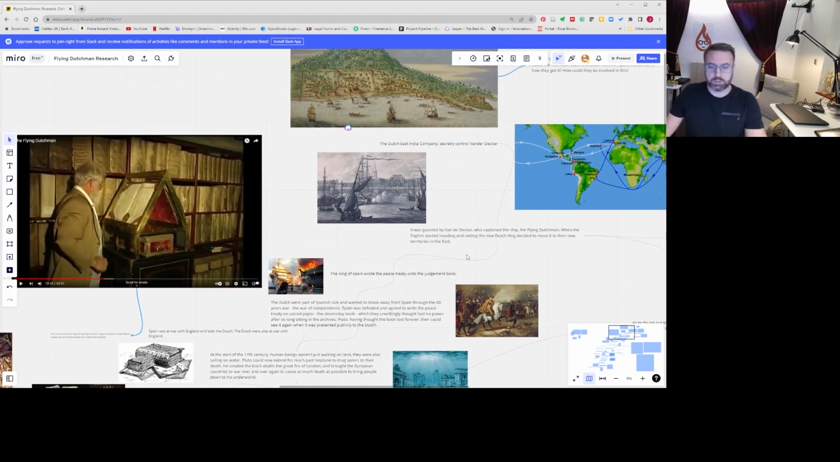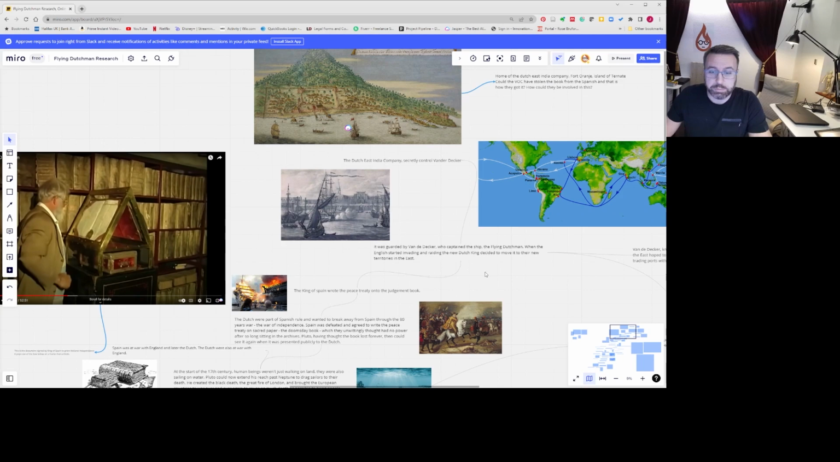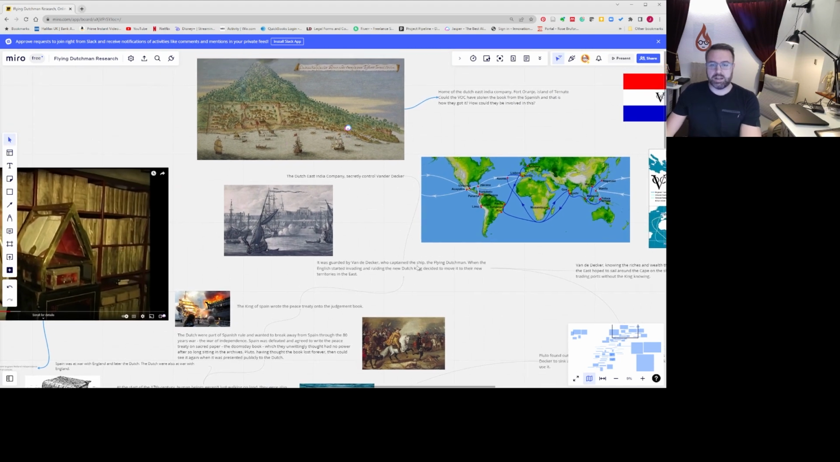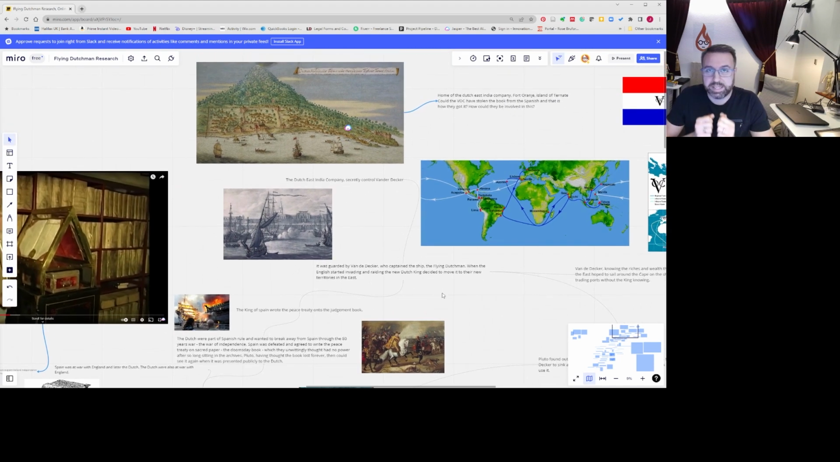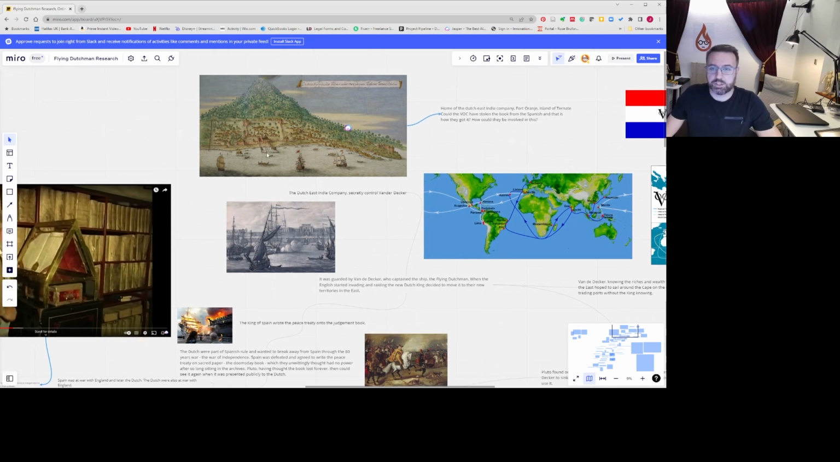Now, the King of Spain's book was being guarded by Van der Decker, who is a captain of the Flying Dutchman, a Dutch naval vessel. And there's a connection here to the Dutch East India Company that I'm trying to fit in. But he will travel with the book to keep it safe. He's taking the book and the peace treaty to the East Indies, where the Dutch are setting up their base, and this is the home of the Dutch East India Company at Fort Orange.